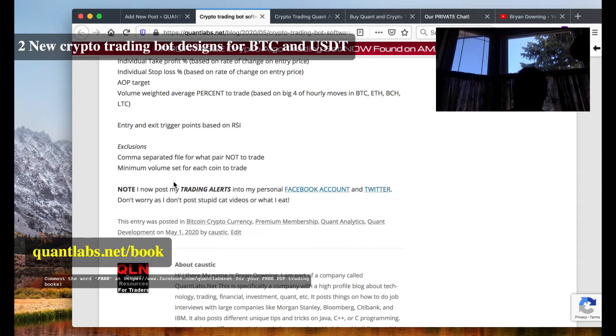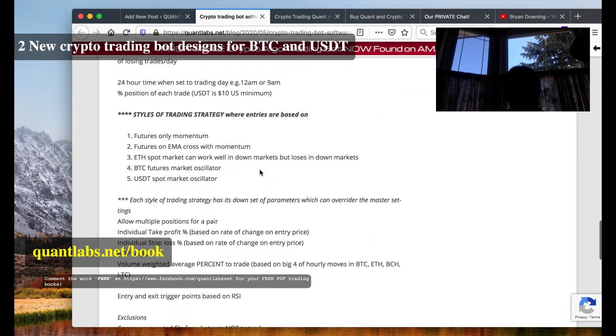So I will have that available, and you can remove that pair out of the list if there's an entry you don't like, and then you can remove it and manually close the position in your Binance account. All right, so these are the overall settings.